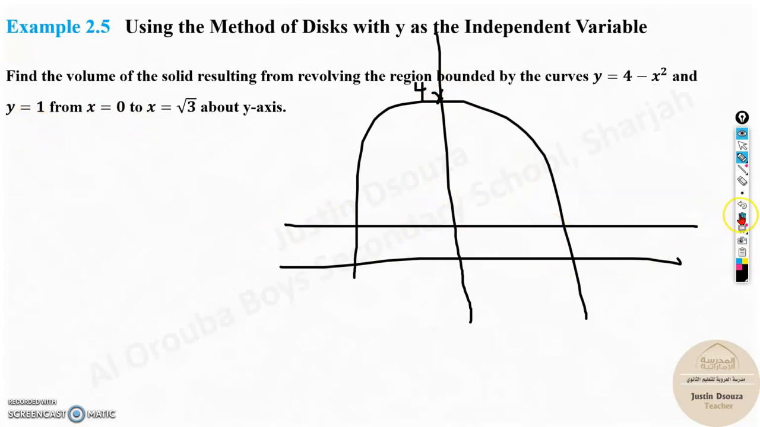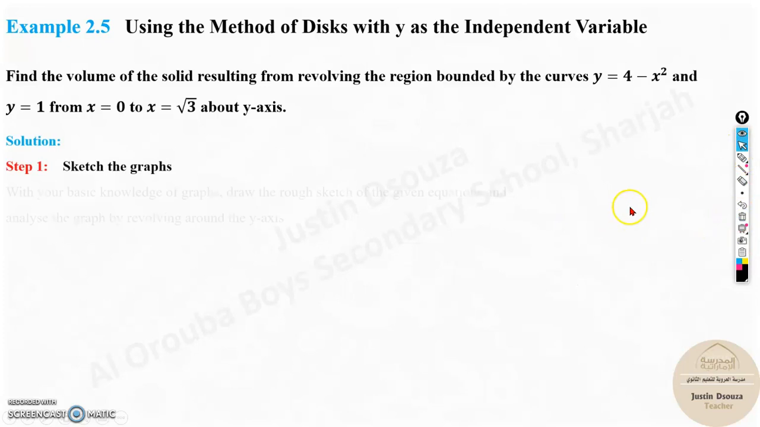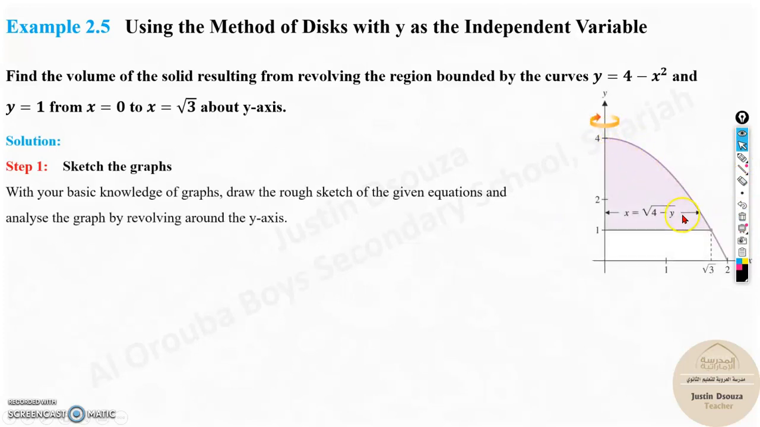Okay. And the line y, sorry, y is equal to 1. So this is being revolved. Let me show over here. So this is the part. Now this is being revolved, isn't it? So now over here they have taken limits of 0 to root 3.